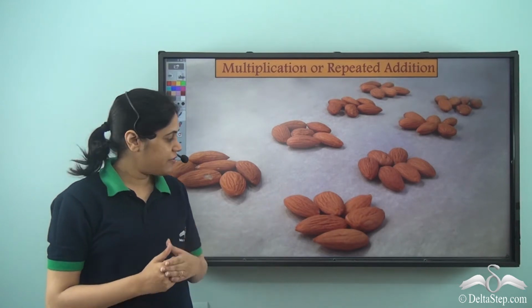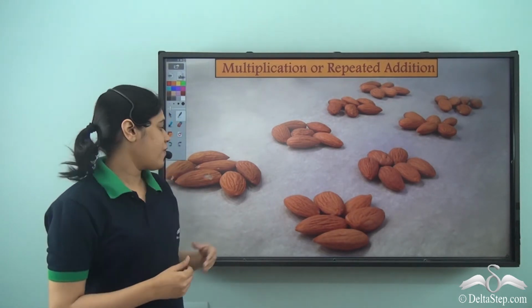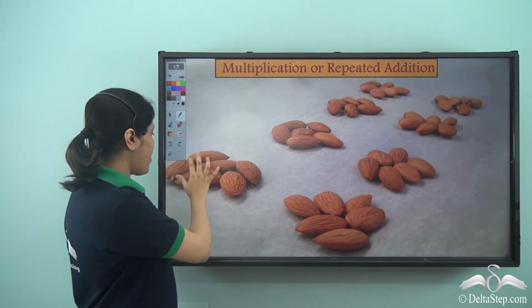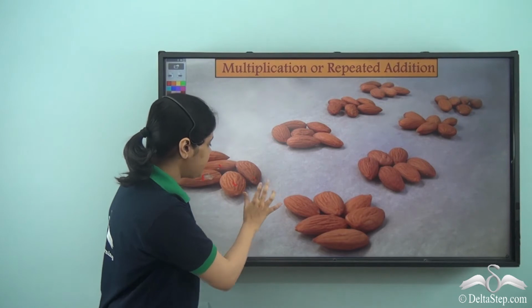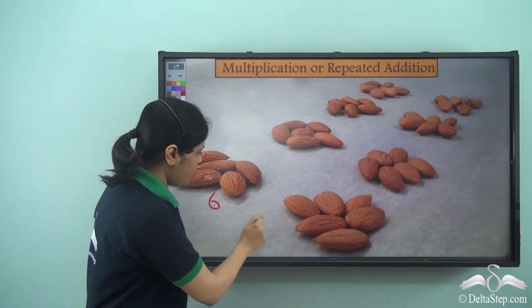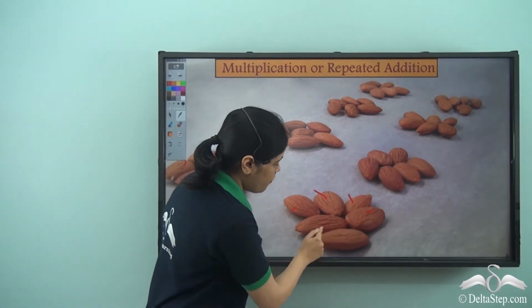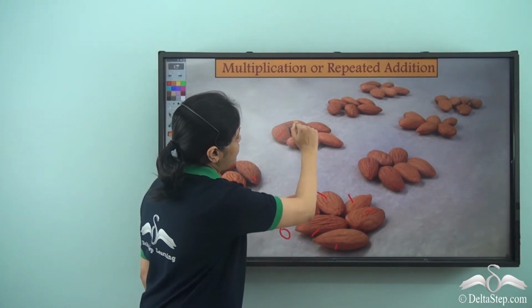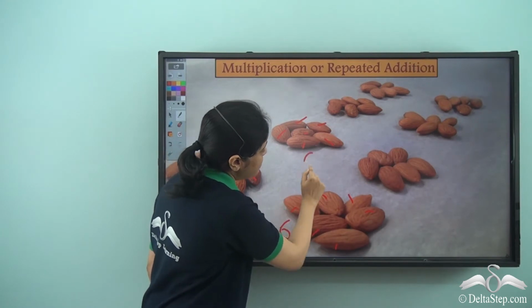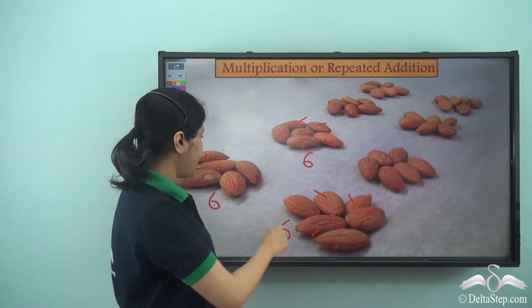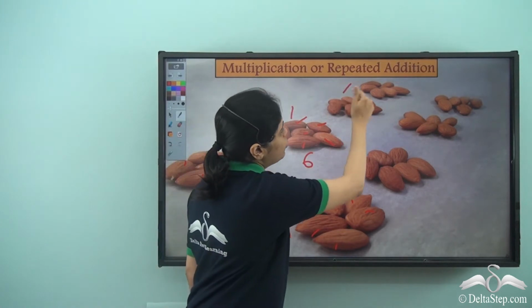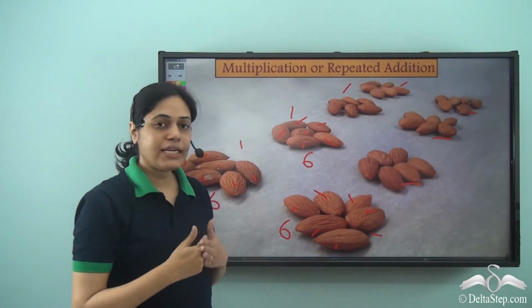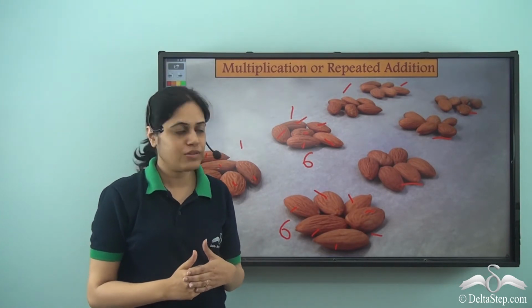So over here, we have some groups of almonds. Now almonds are very healthy. So we see that there are 1, 2, 3, 4, 5, 6 almonds here. 1, 2, 3, 4, 5, 6 almonds here. And so on. We have 1, 2, 3, 4, 5, 6, 7, 8 groups of 6 almonds.